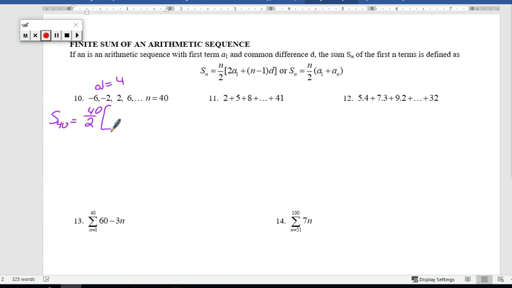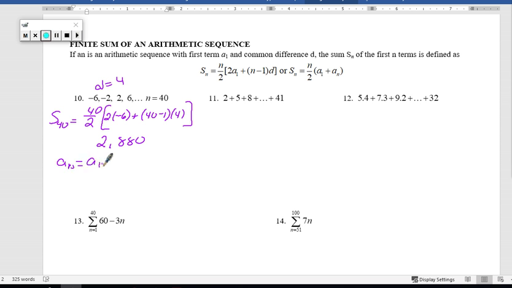So that is going to be, let's see here. You could do this one of two ways. We can use this formula, so it's going to be 40 over 2 times 2 times negative 6 plus 40 minus 1 times that common difference of 4. When we do that, we get 2880.